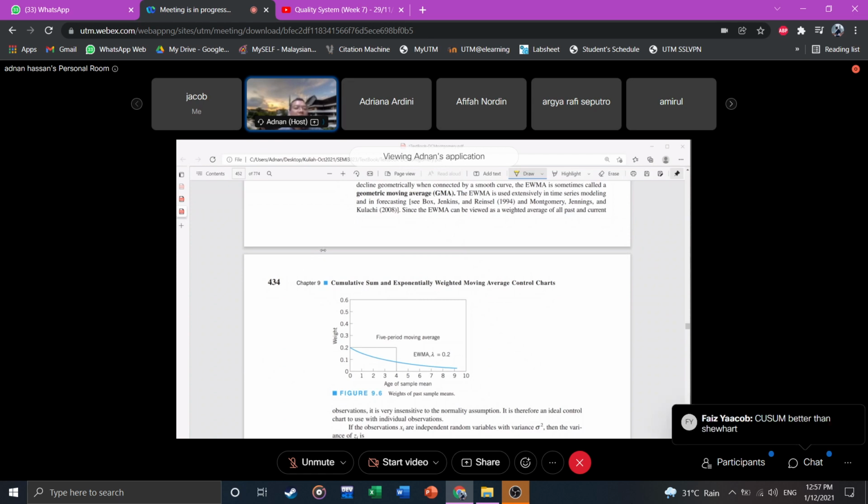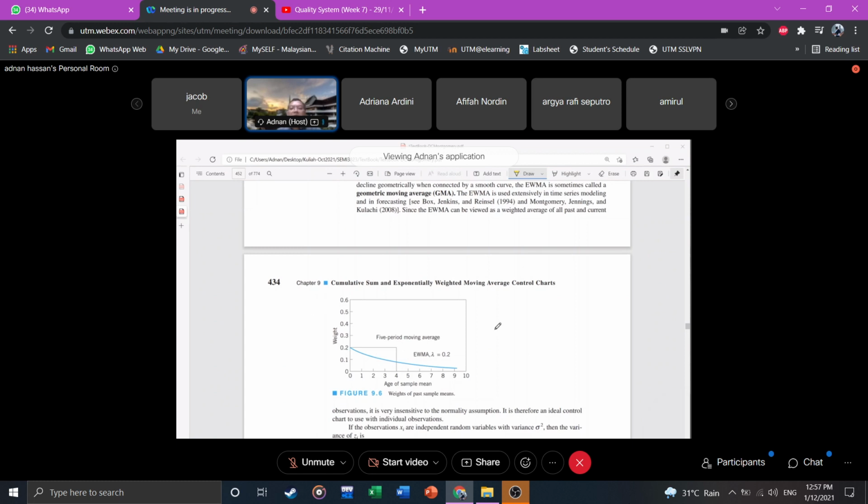Learning about moving range, Shewhart control chart and Q-sum. Q-sum is better than Shewhart. Good. Please others just put 1 line of what you remember. EWMA, Q-sum is more sensitive, Q-sum is more detailed.